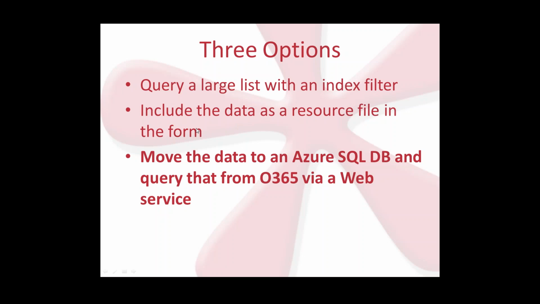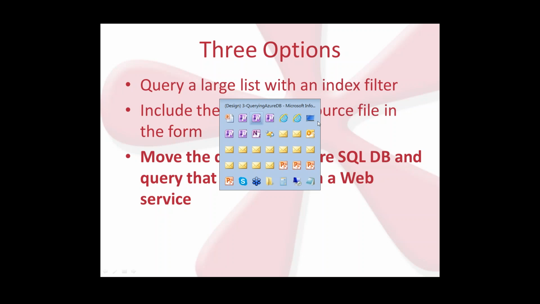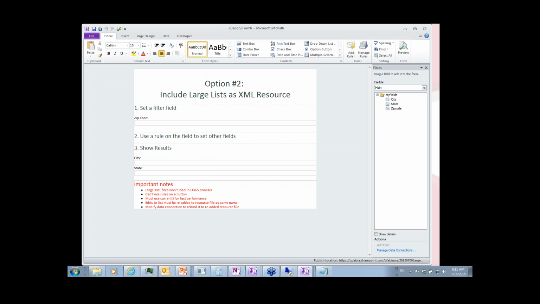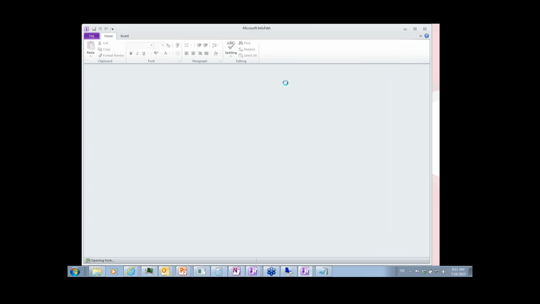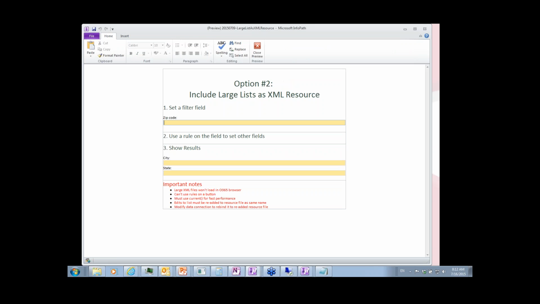The second technique I showed was including the data as a resource file. Let's just take a look at that example. I know I have it here somewhere. So this is option number 2. Here, what we've done is we've taken that large zip code XML file, and we're including it in the form. So we're baking it into the XSN.